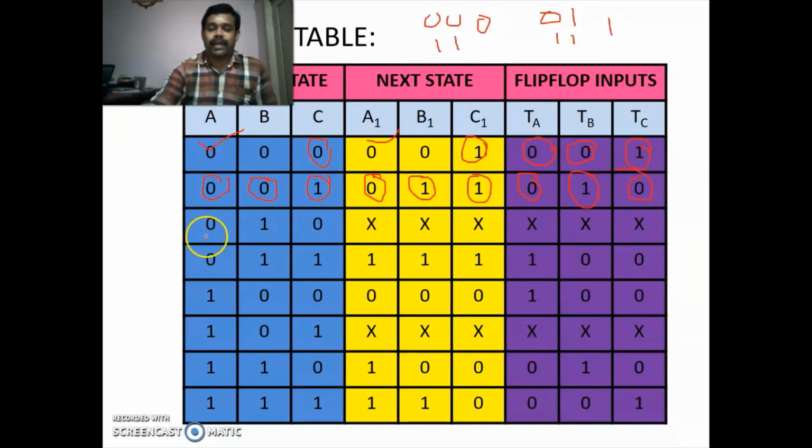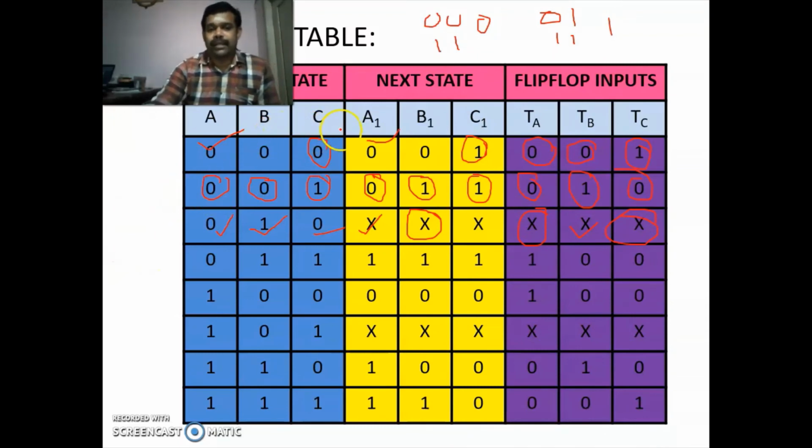Now you come to don't care. 0 in the present state and don't care in the next state, so don't care. 1 in the present state and don't care in the next state, don't care. 0 in the present state and x in the next state, so don't care. So we have completed the flip-flop inputs.